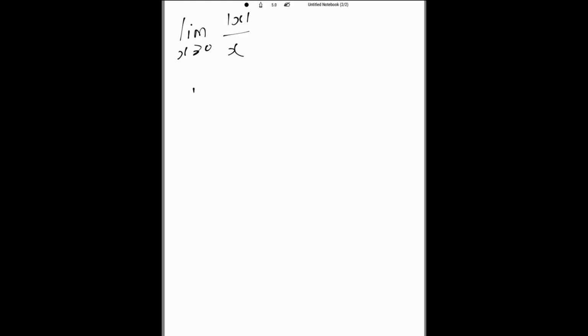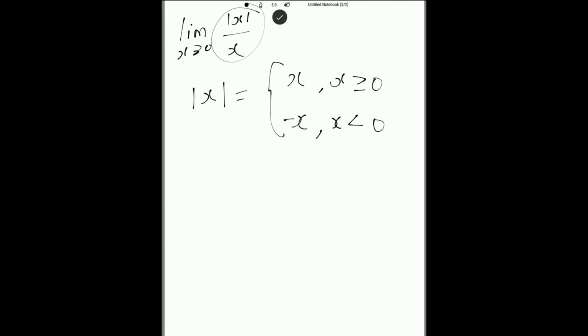So before we do this, let's actually define mod x. So mod x is equal to x for x greater than or equal to 0, but it's equal to negative x for x less than 0. So now that we've defined this, we're going to look at the limit of this function from the perspective of the right hand limit and left hand limit coming together to help us determine what the actual limit is.